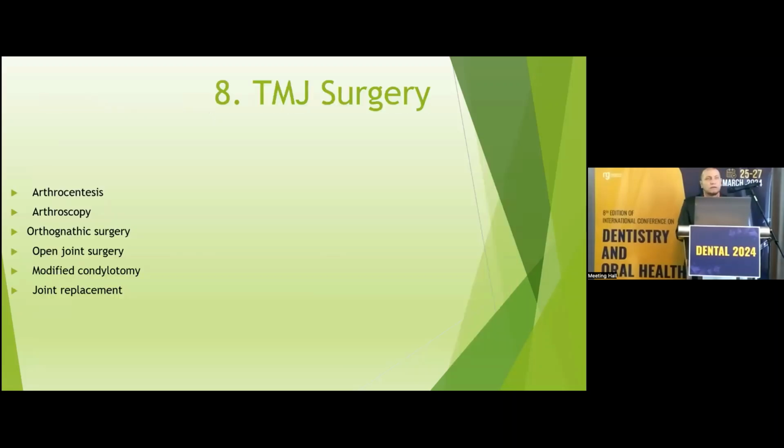Finally, the TMJ surgery, and this is very important. We do not refer our patients for surgery unless conservative treatment fails. So yes, I'm going to say this again. In most of the cases, we are able to succeed in helping 95% of the patients by conservative treatment. Patients who do not respond to conservative treatment, or of course, if they have congenital problems or fracture, these are the conditions that will need treatment by surgery. The simplest surgical procedures are arthrocentesis and arthroscopy, and the most complicated ones would be orthognathic surgeries, open joint surgery, modified condylotomy, or joint replacement.